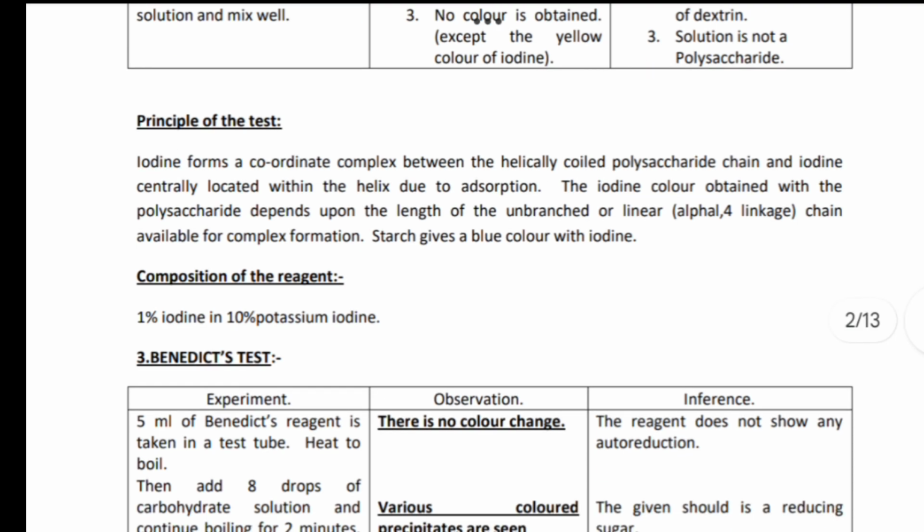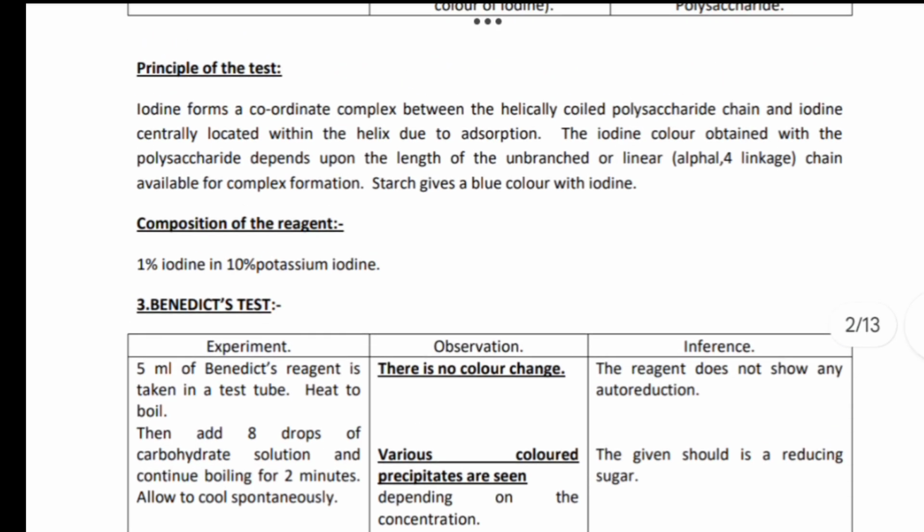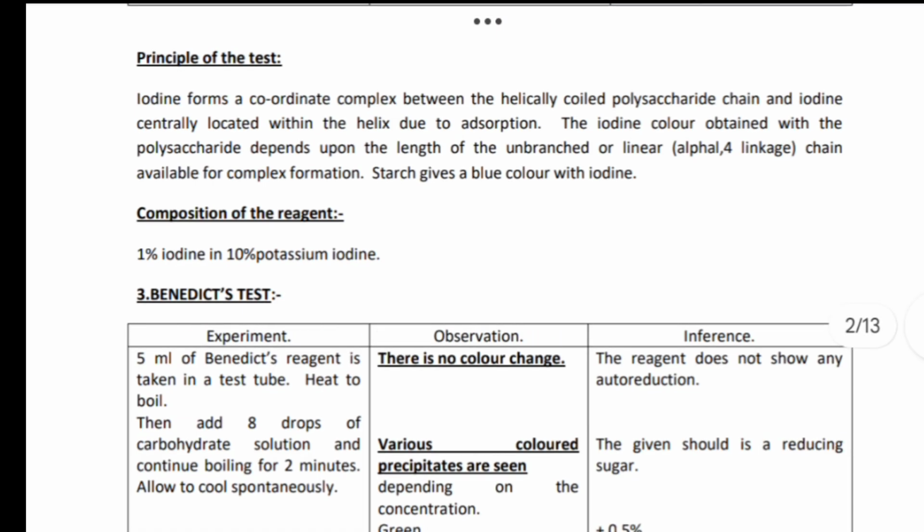Next comes Benedict's test. This is a very important test which you will be doing in first BDS again. You take 5 ml of Benedict's reagent. They give a mini measuring cylinder, it's so cute actually. In that you take 5 ml, put it in a test tube, and then you heat. This is very important. You can't just skip this line where you heat it and there is no color change, which proves that there is no auto reduction. If you don't write this, you will be rebuked.